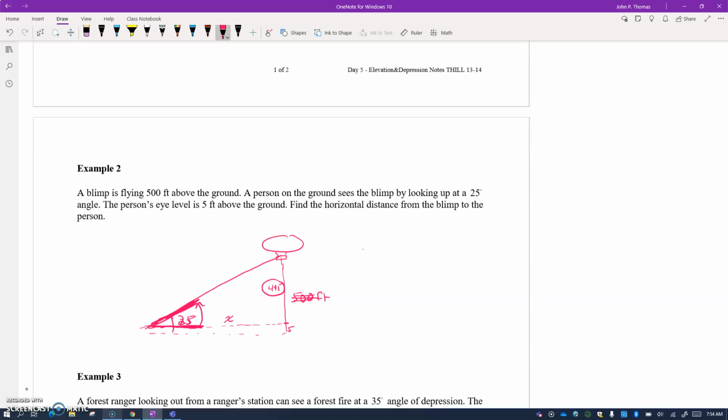So opposite and adjacent. So we're going to say tan of 25 equals 495, because remember we had to subtract off the 5 feet for the height of the person, over adjacent, which is x. So we're going to multiply that x over, so I have x tan 25 equals 495. And then I'm going to divide both sides by tan 25. At this point we'd have to take it to a calculator and get that typed in, and that will give us the x value. So go ahead, take a second, do that, and I'll do the same.